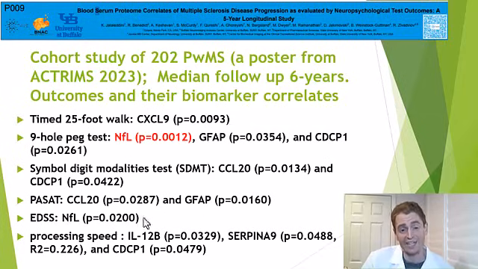For EDSS, an overall measure of disability used in MS research, it was neurofilament light chain, and for processing speed, interleukin 12B subunit, SERPINA9, and CDCP1 were statistically significant.